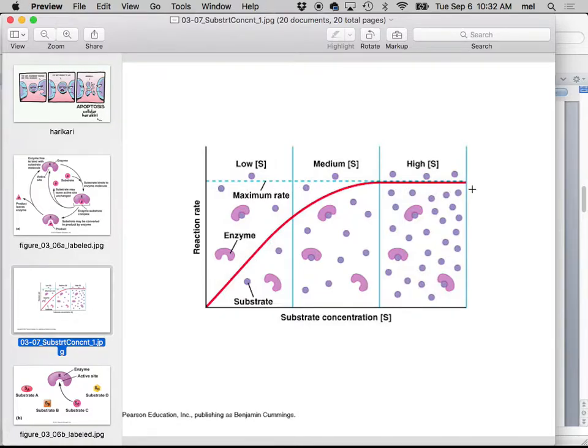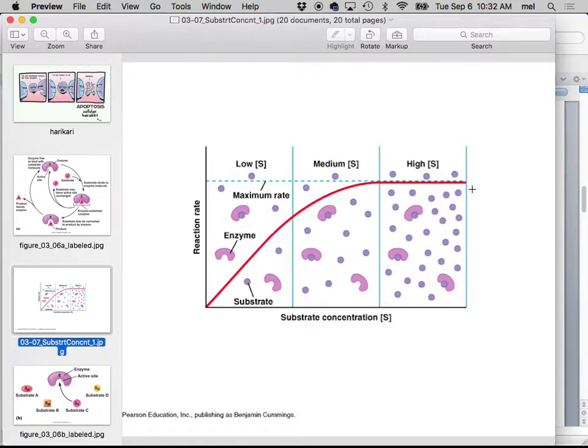What is physically happening? There's a whole bunch of substrate, so there's not enough enzyme. What's happening is your enzymes get full, right? And if your enzymes are full, then everything's just waiting in line. You can't increase it any further unless you do what? Unless you add more enzyme.